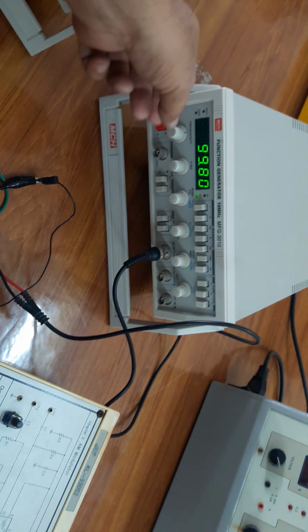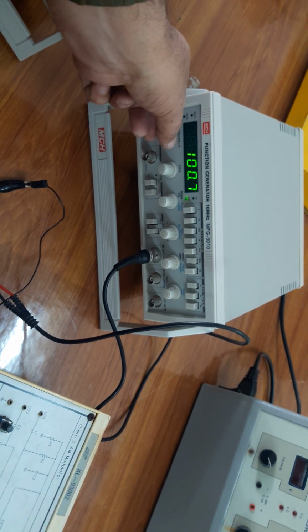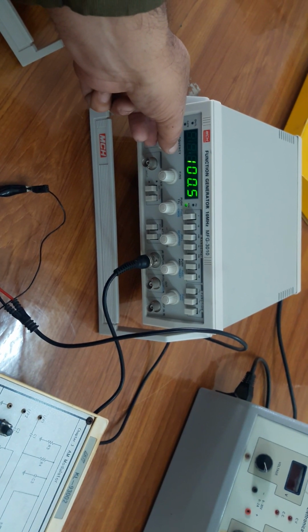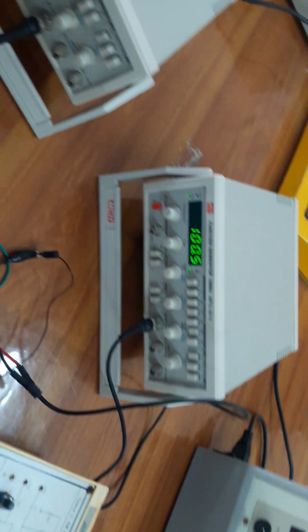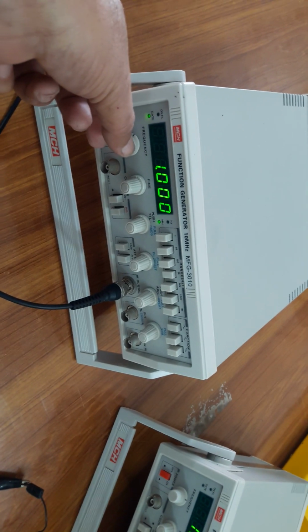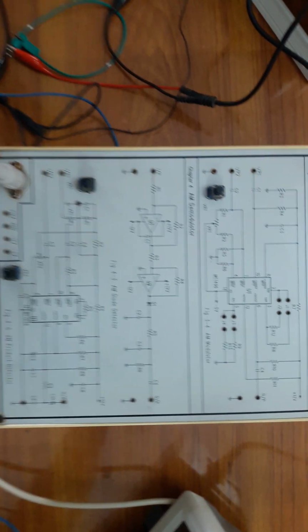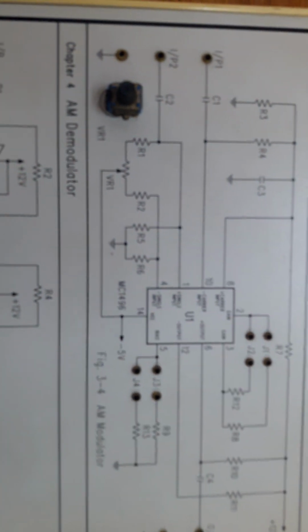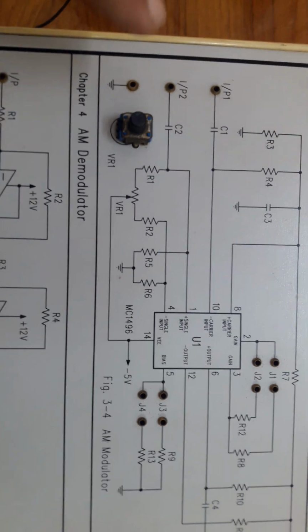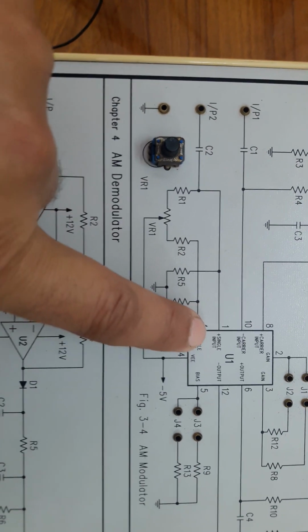So first of all, our carrier signal is 100 kilohertz. Our audio or baseband signal is 1 kilohertz. Now I am connecting IP1 for the carrier and IP2 for the signal input.